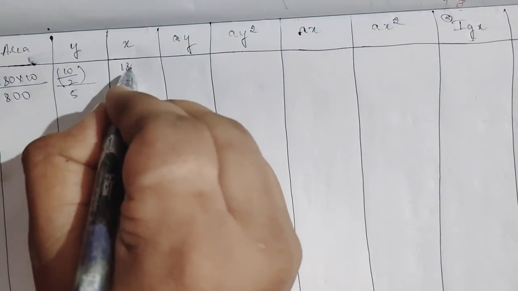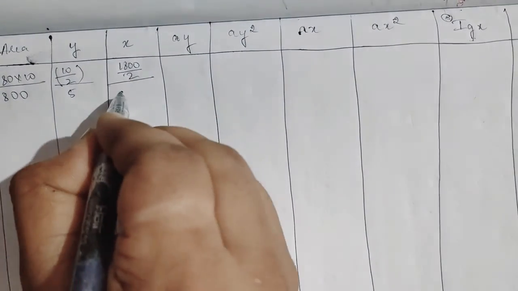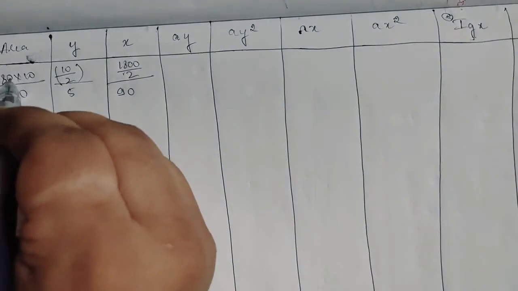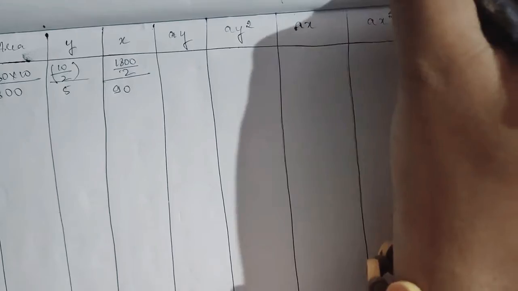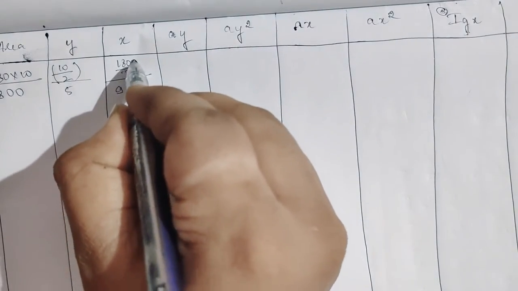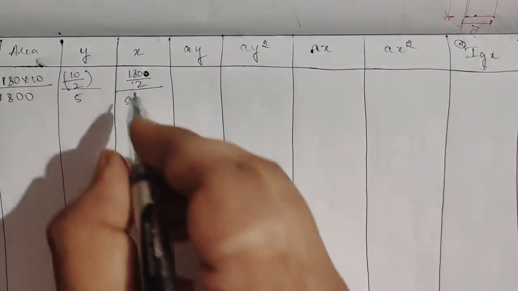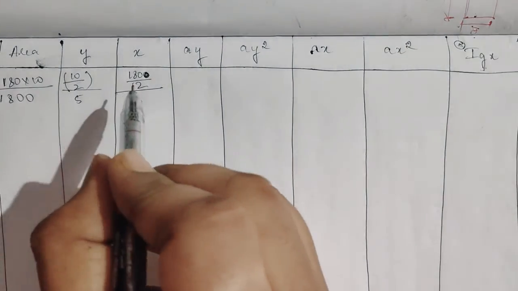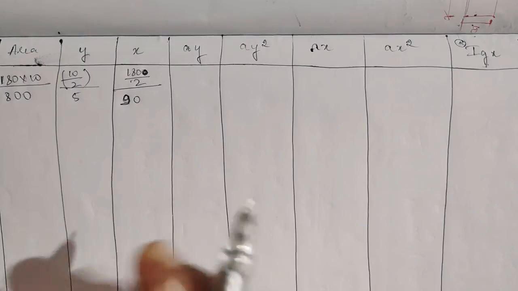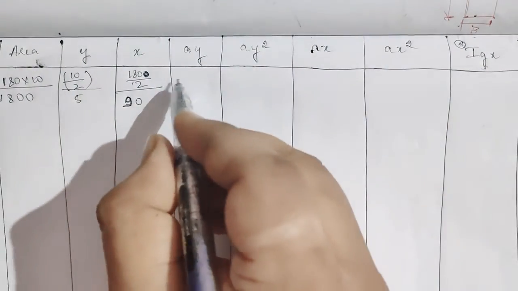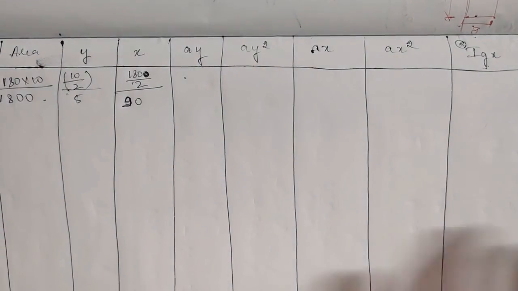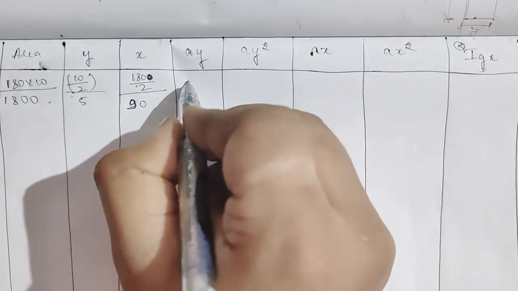So 180 by 2 will be 90. Sorry, it is not 1800, it is 180. It's a printing mistake. 180 by 2 is 90, because if it were 1800, it would not maintain the proportionality. So I'll directly write the answers that I've calculated.